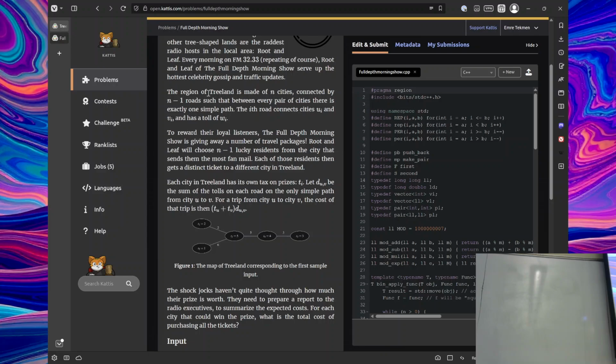But let's go a little bit deeper. There are n minus 1 roads. The ith road connects cities ui and vi, and has a toll of wi. So what does that mean? This means that we're on a weighted tree, right? The edges have weights.